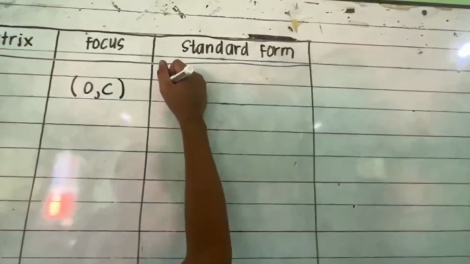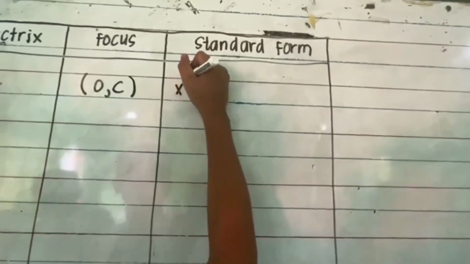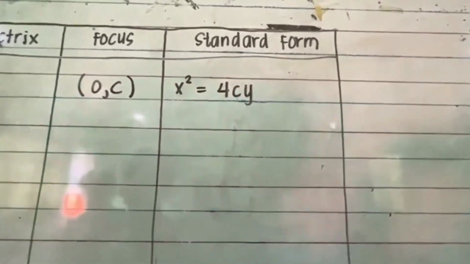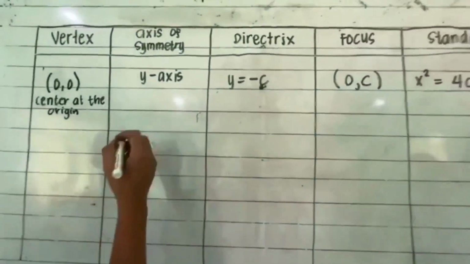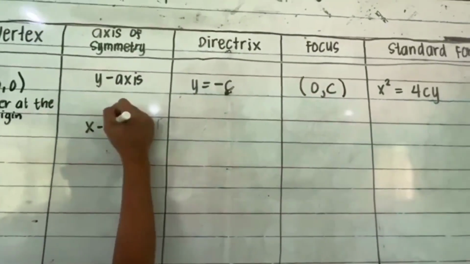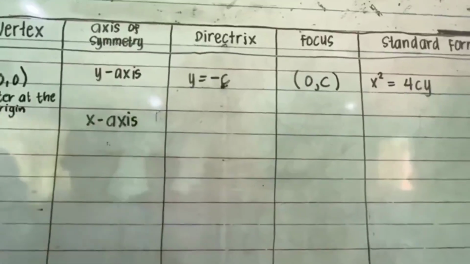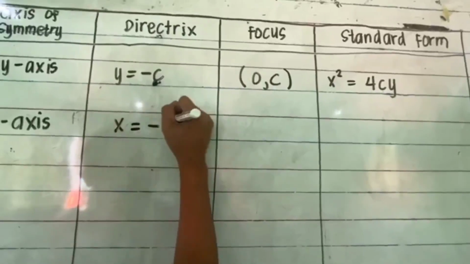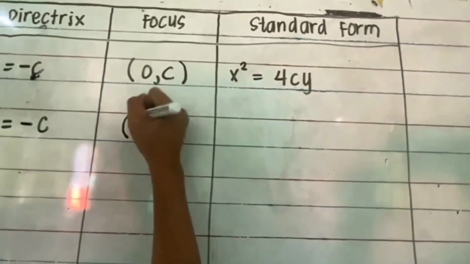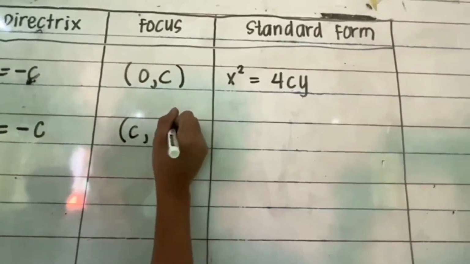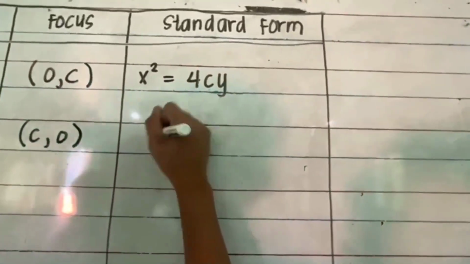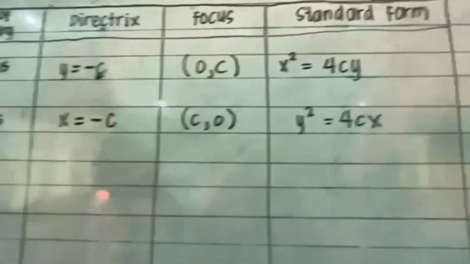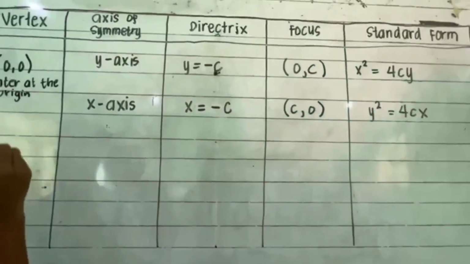And its standard form is x squared equals 4cy. Next, we have the x-axis, with its directrix x equals negative c, and its focus (c, 0), and standard form y squared equals 4cx. Now we have the center at the origin formulas.